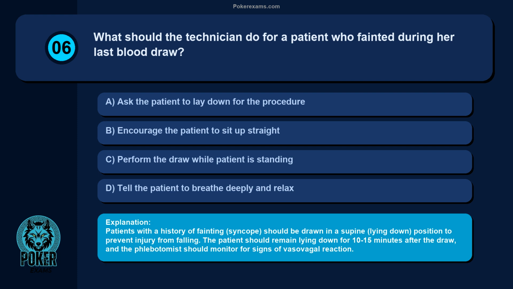Patients with a history of fainting, syncope, should be drawn in a supine, lying down, position to prevent injury from falling. The patient should remain lying down for 10 to 15 minutes after the draw, and the phlebotomist should monitor for signs of vasovagal reaction.